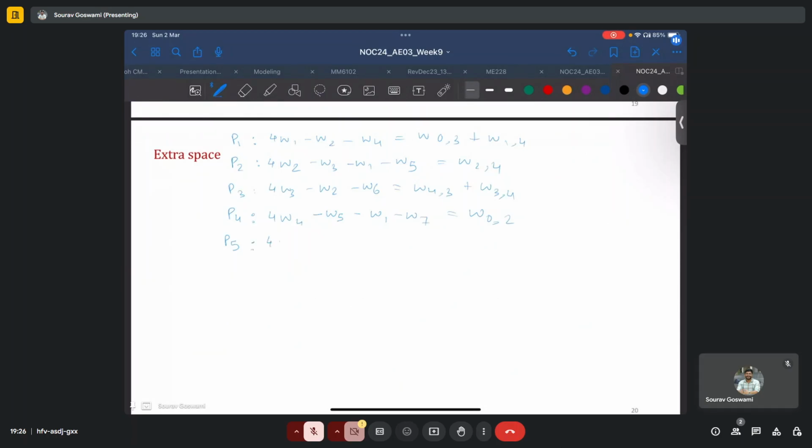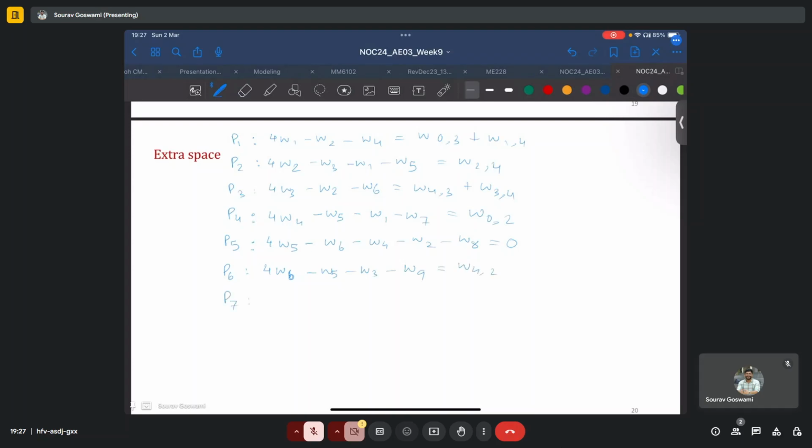For the point P5, 4W5 minus W6 minus W4 minus W2 minus W8 is equal to 0, because we are making use of the corner point. For point P6, 4W6 minus W5 minus W3 minus W9 equal to W4,2.